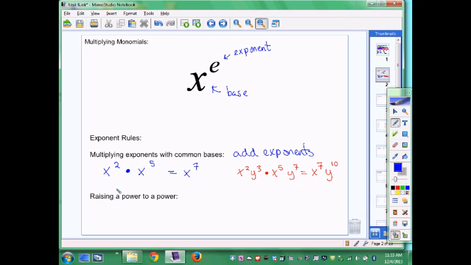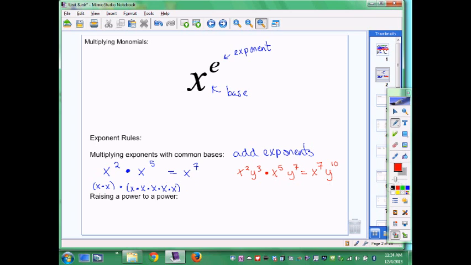Does anybody want to know why that works? Here's why it works. Because x squared is x times x, and x to the fifth is x times x times x times x times x. And then when I multiply them all together, there's 7 x's. So basically, you're literally adding up all your x's. You just don't want to have to draw that out every time, because if I told you x to the 26th times x to the 54th, you don't want to draw that many x's.